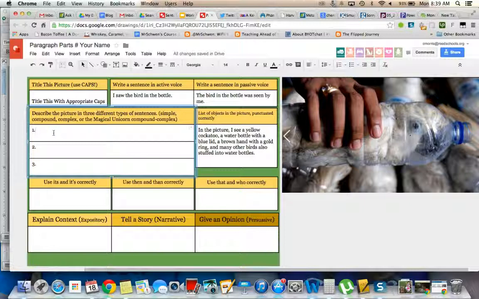But basically, you're just describing this picture in 3 sentences. And they have to be different types. So you can use a simple, compound, complex, or compound complex. Is this simple, just like a regular sentence? Regular sentence, 1 sentence, no conjunctions. And make sure you say what type it is after you write it.